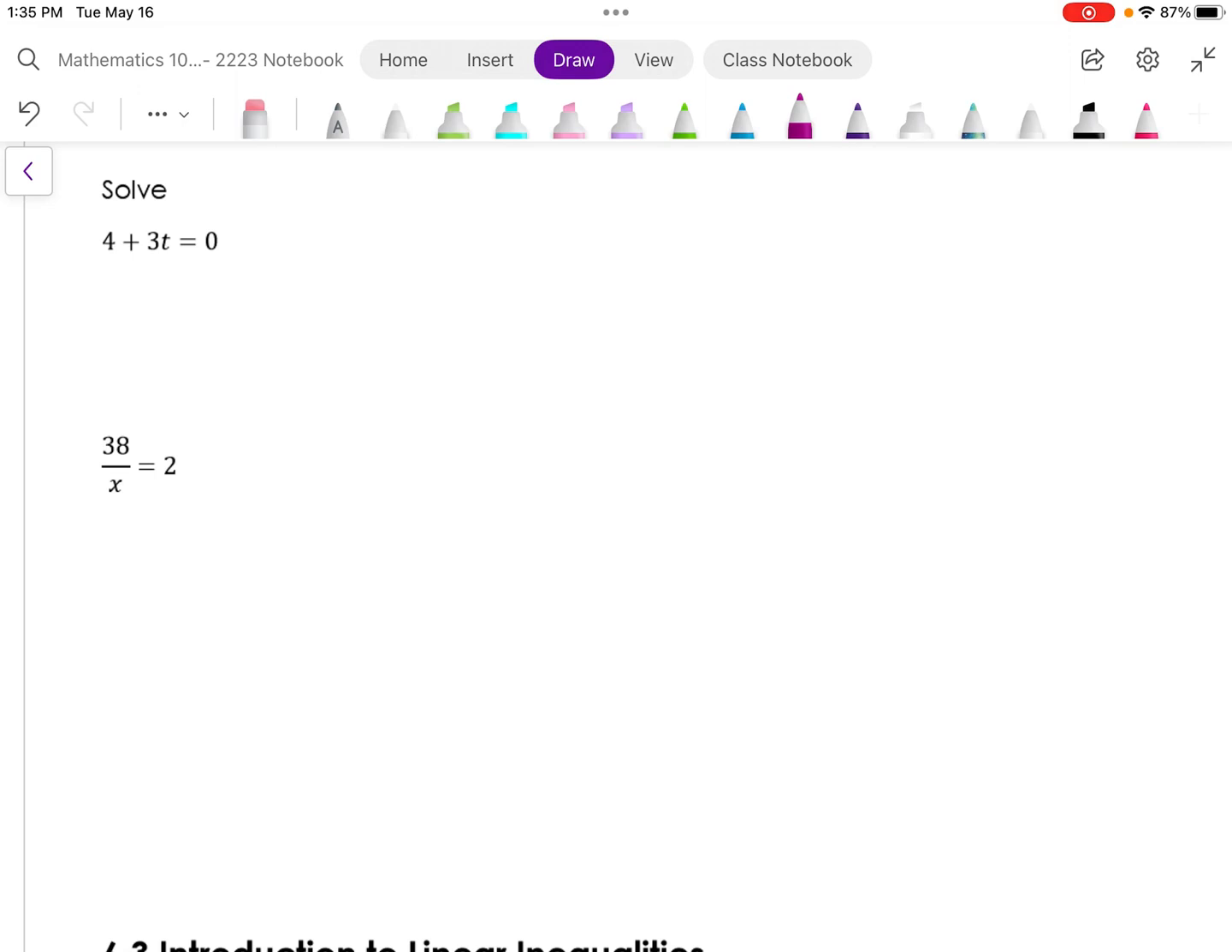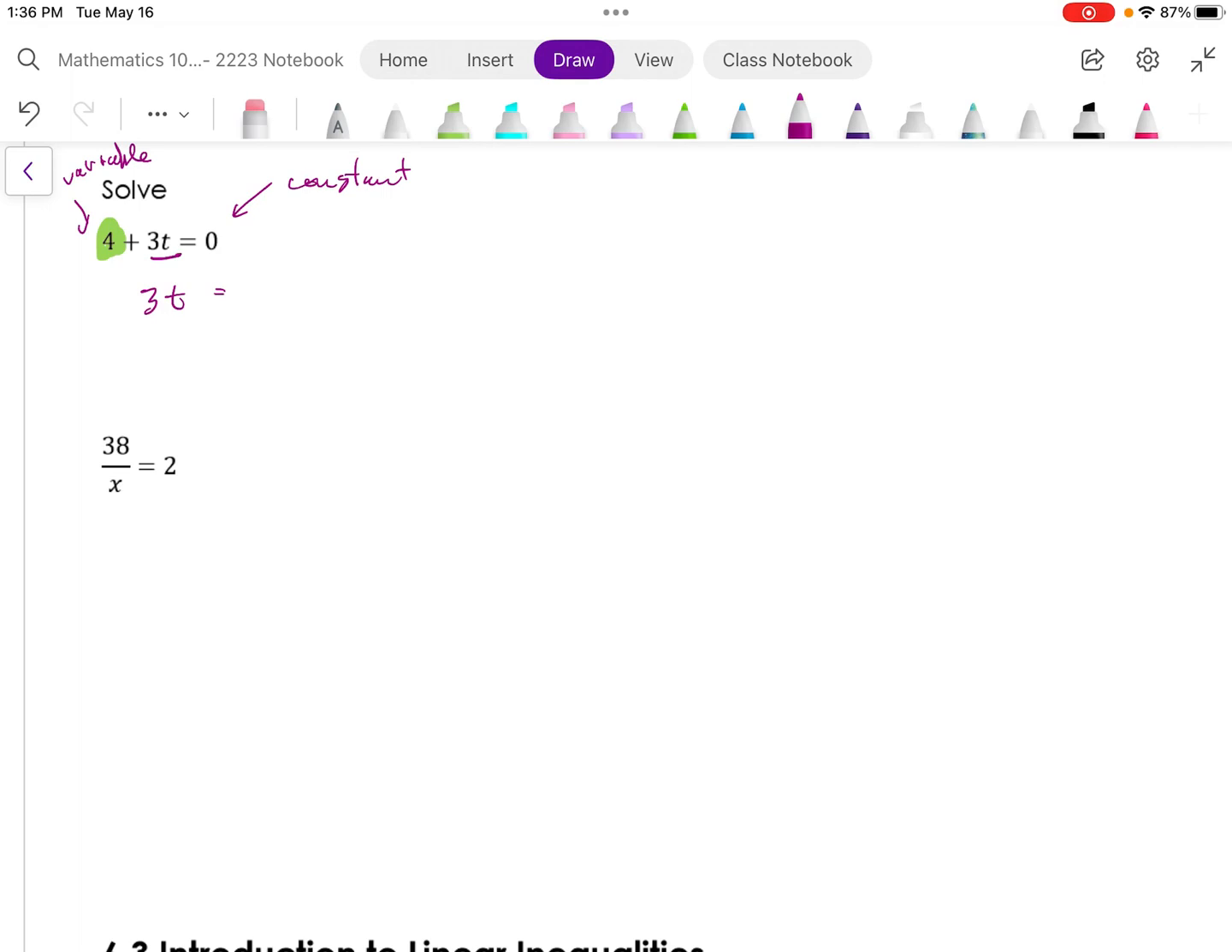Here we are. 4 plus 3t is equal to 0. Sometimes this confuses people because it's a lot simpler than what we just tackled. But what I'm going to try to do is isolate the variable on the left-hand side and the constant on the right-hand side. The variable that I have is 3t. The constant is 4. So I'm going to put all the constant on the right-hand side.